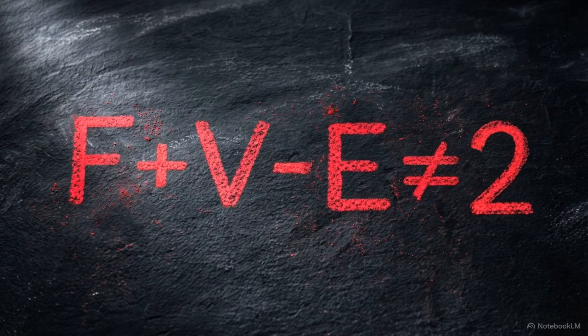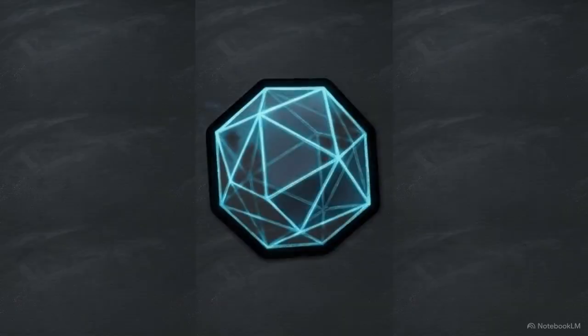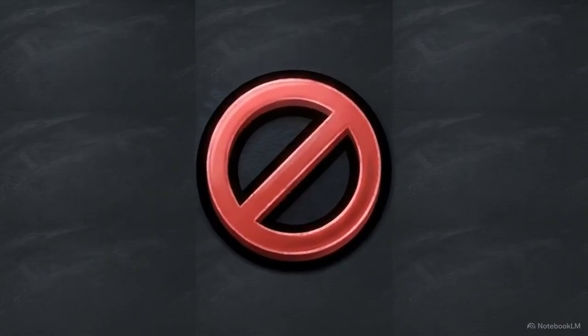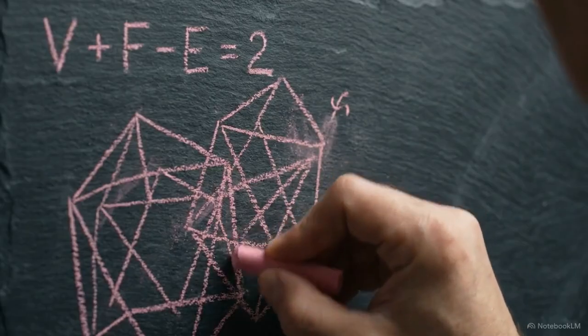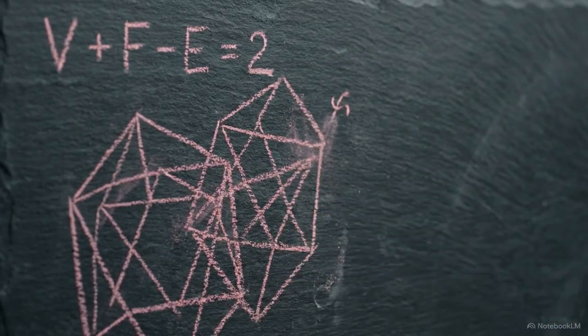If your final tally ever results in anything other than exactly 2, an alarm should go off in your head. It means you have definitively double-counted a face or missed a hidden edge. Grab a piece of paper, sketch your own complex polyhedron, and test this universal law for yourself right now.